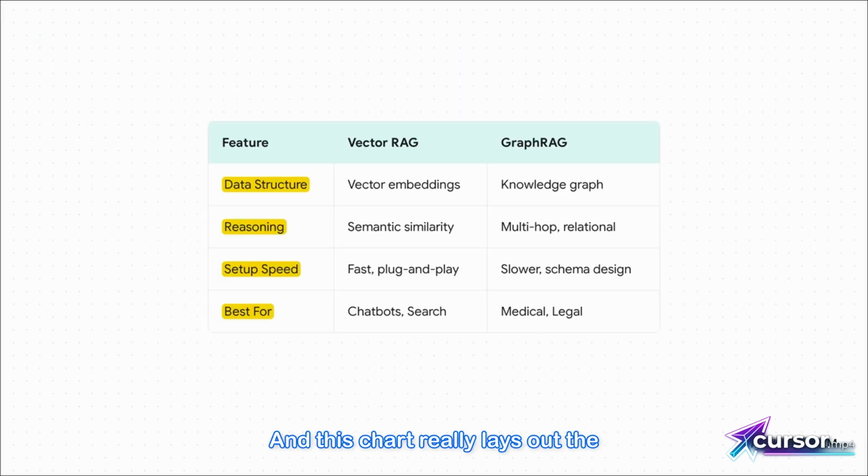And this chart really lays out the trade-offs, right? With vector RAG, you're dealing with vector embeddings of text chunks. It's a fast, kind of plug-and-play setup, great for your standard chatbots, FAQs, that sort of thing. But GraphRAG, well, it's building a whole knowledge graph with nodes and edges. It's slower to set up, for sure, because you have to design a schema, but the payoff is huge. You get this incredible multi-hop relational reasoning. We're talking about stuff like medical diagnosis or deep legal research, where understanding the connections is everything.